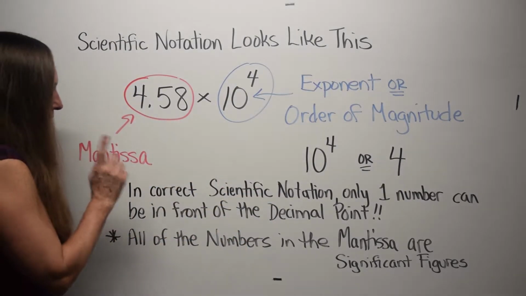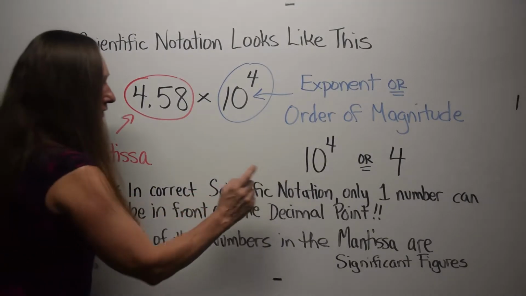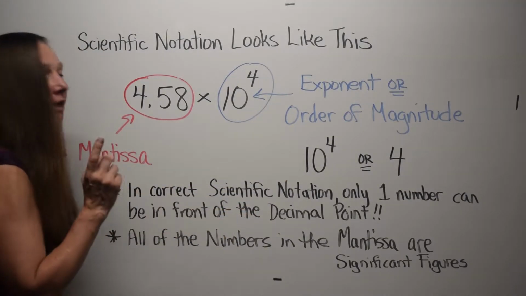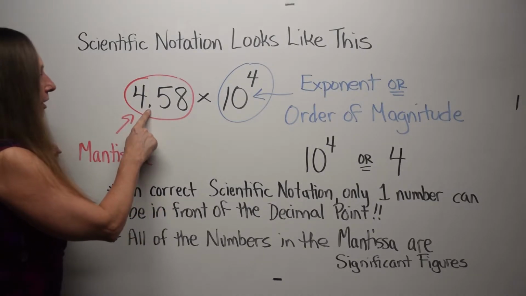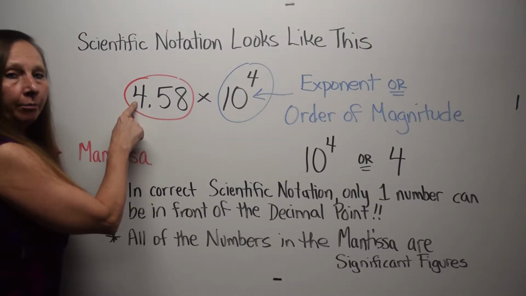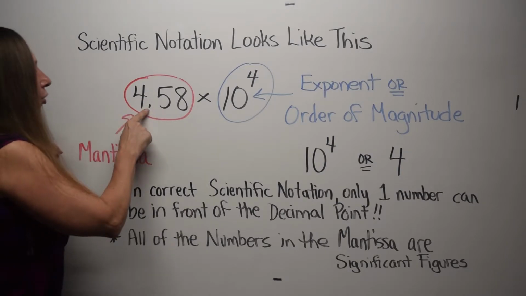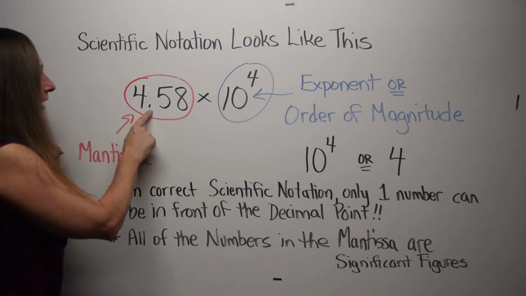Now, one more thing. In correct scientific notation, there can only be one number in front of the decimal point. So you see, here's the decimal point, and there's only one number, not a 0, only one number in front of the decimal point.